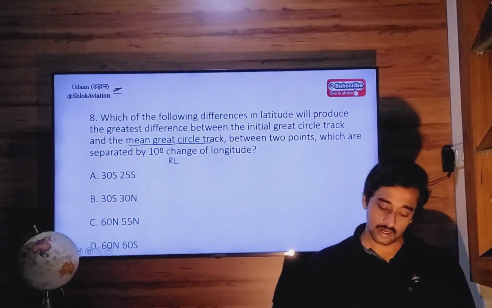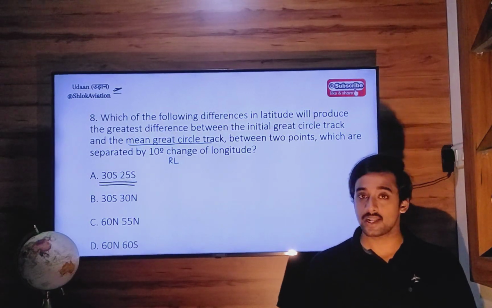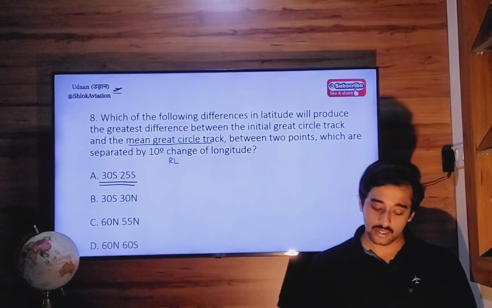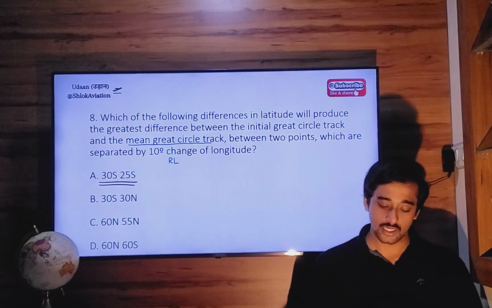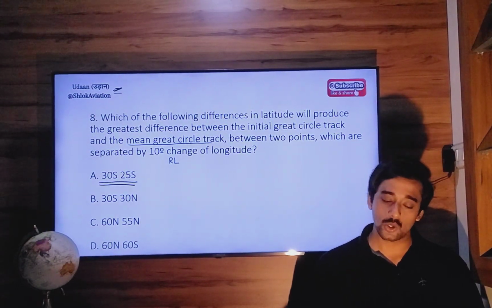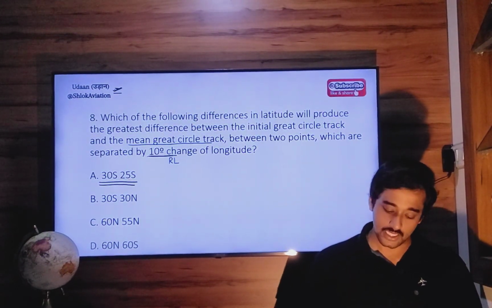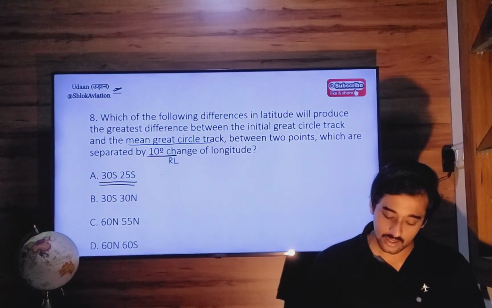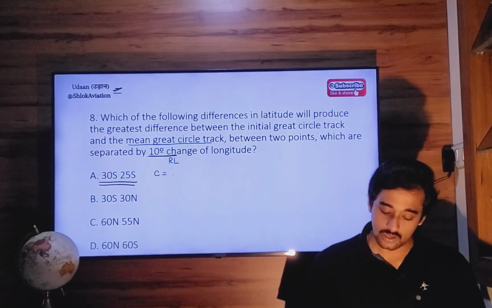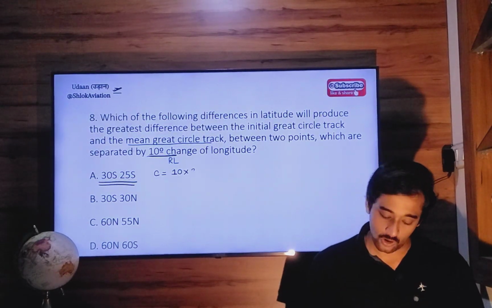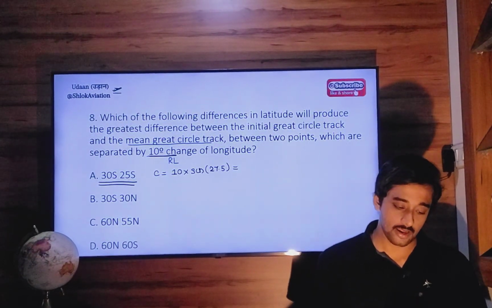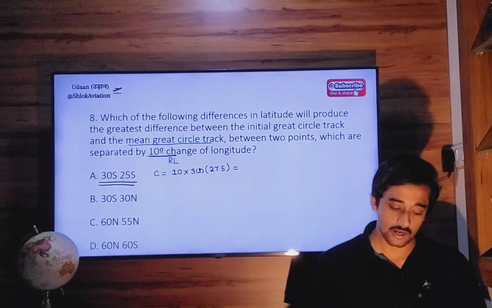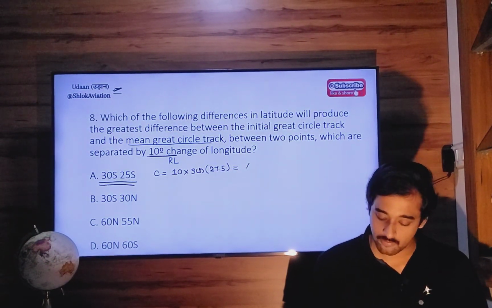Now the first option here is 30 degrees south, 25 degrees south. So what is the difference between them, 30 degrees south and 25 degrees south? The average of these two latitudes is 30 plus 25 divided by 2, 27.5. And d long is 10 degree. So case number 1, convergency equals d long into sine of latitude, sine of 27.5. So sine 27.5 into 10 is 4.6, 4 degree 37 minutes.